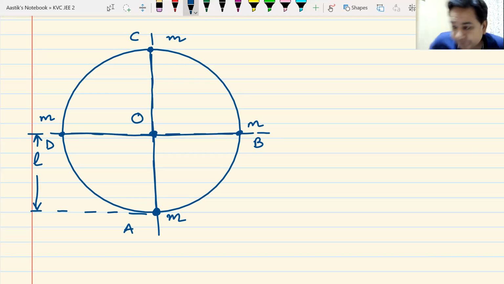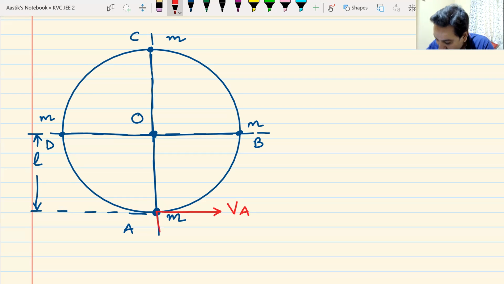Now let us draw the free body diagrams at all these points and see what is happening there. I might use different colors so that you can differentiate. What are the quantities that we must be worried about? This is VA. VA stands for velocity at point A. Then I have the weight mg going downwards, which will always be downwards. And then I have the tension TA.